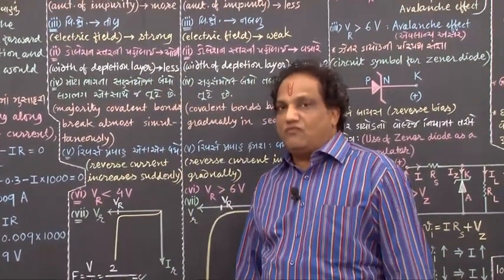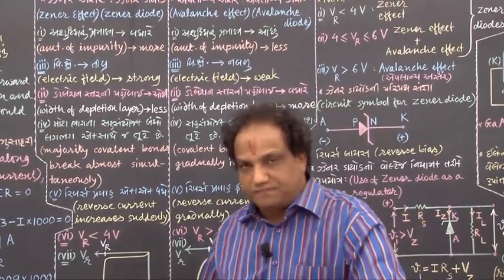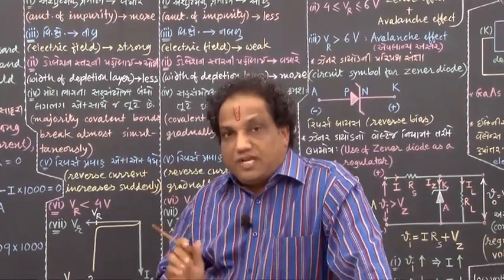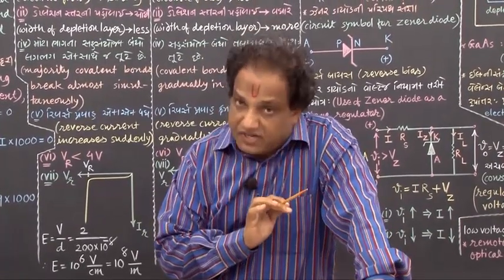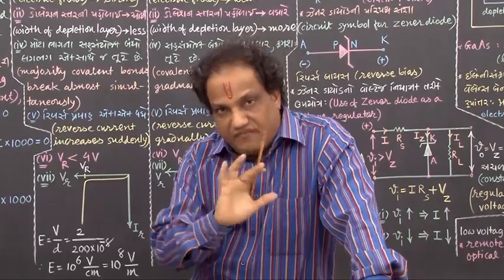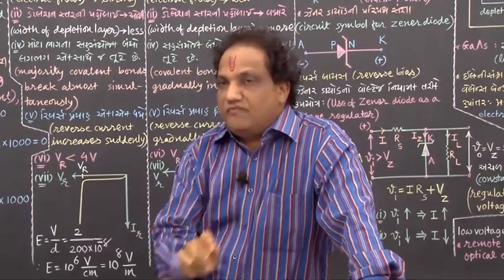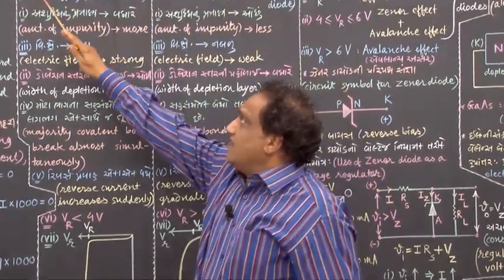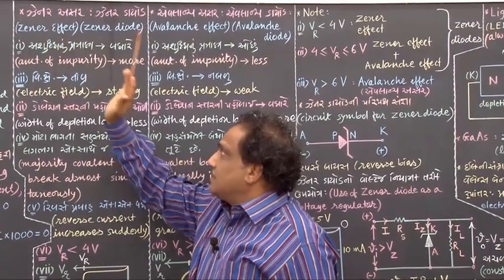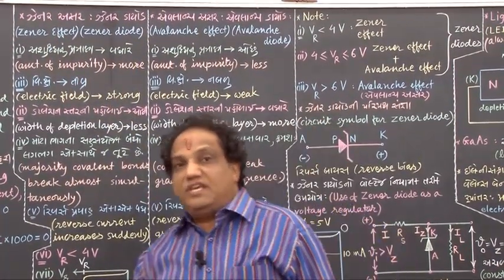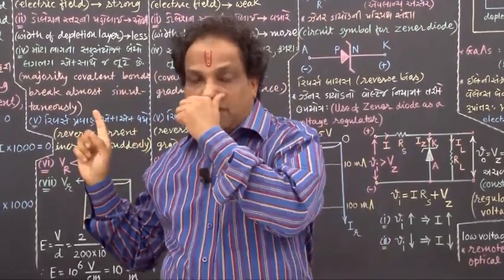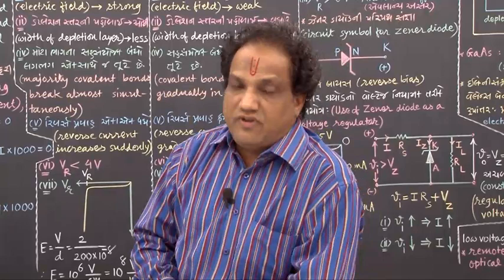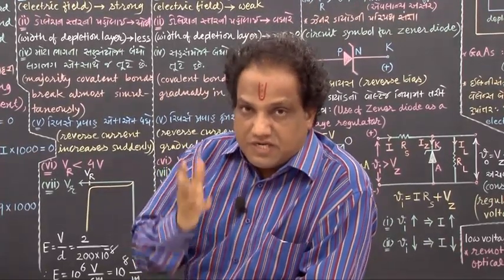Now we go further in the theoretical part. We have to study about the Zener effect and the Avalanche effect. Let us see both the effects one by one. First of all, we are talking about the Zener effect. C. E. Zener found this effect, so in his memory we call it the Zener effect. Now what is that?